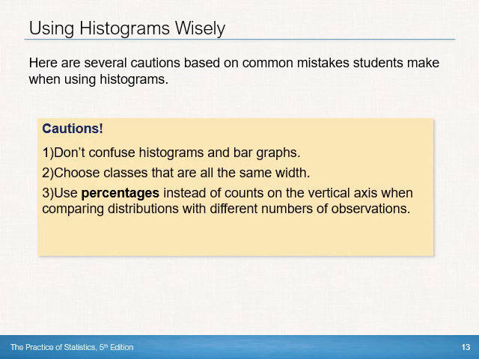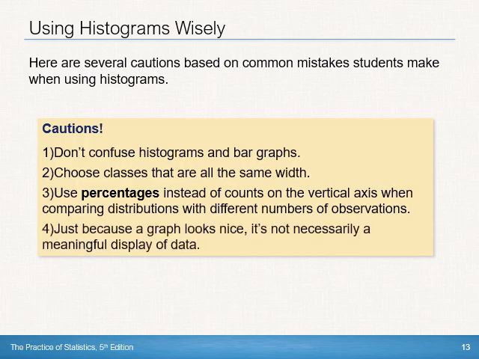If we're doing a comparison between two different distributions, generally the number of data values are going to be different, and so we should use percentages or relative frequencies there. We're going to look at an example of that where this can be confusing in a minute. Sometimes people put data in Excel and just create a graph, but it doesn't necessarily mean anything because they didn't choose the right type of graph. Just because it looks nice doesn't mean that it's going to be useful.